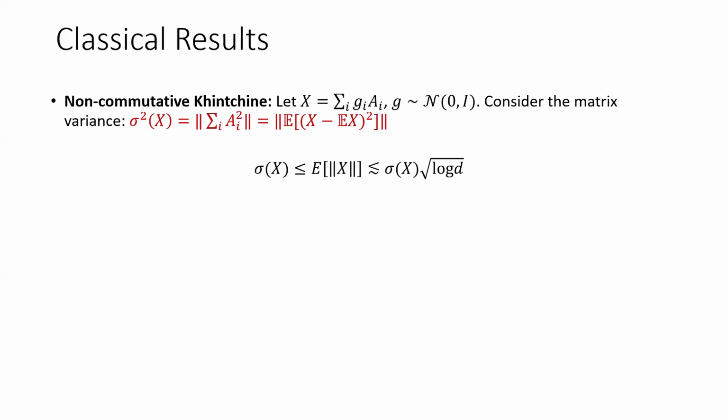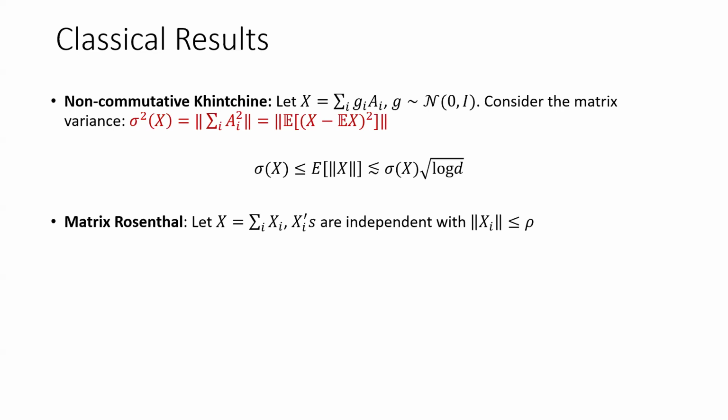Another way to think about this is that whenever I have a Gaussian matrix, I can write it as a linear combination of deterministic matrices where the coefficients are standard independent Gaussians. And this matrix variance is just the norm of the sum of the squared matrix coefficients. Right? So this matrix variance parameter is very important, so make sure that you remember this. This is for Gaussian matrices. And so for Gaussian matrices, we see that the expected norm is upper bounded by sigma X times root log d.